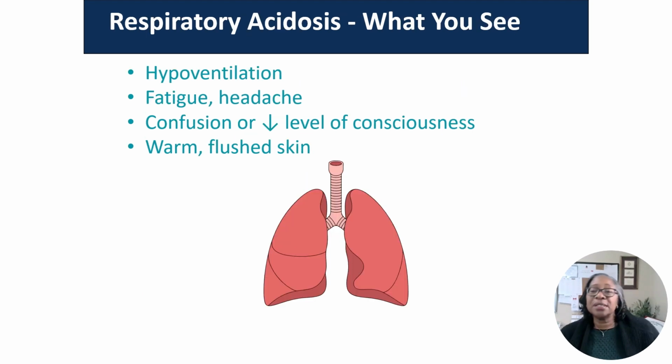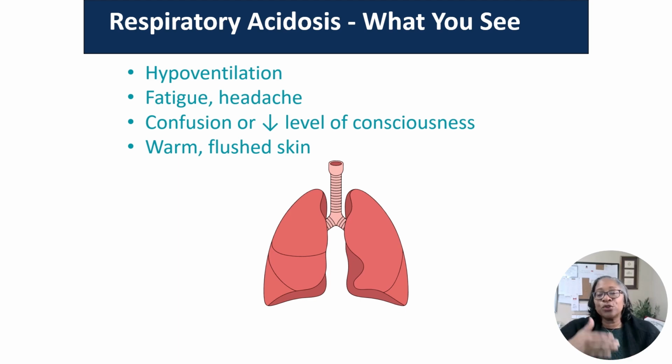Now, in respiratory acidosis, the patient can't blow off the CO2. And so when you're looking at the ABG, it's going to show a low pH, which lets you know that the patient is acidic. It's going to have a high CO2 because they're retaining that carbon dioxide. And so this is going to tell you that the lungs are failing to ventilate. And what you're going to see is that the patient is going to have slow and shallow breathing. You're going to see hypoventilation, fatigue, headache, some confusion or decreased level of consciousness, and the patient may be warm or have flushed skin.